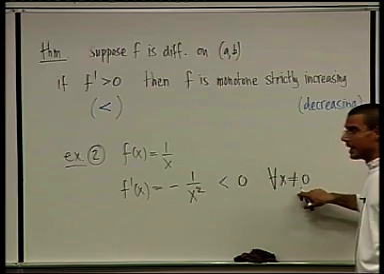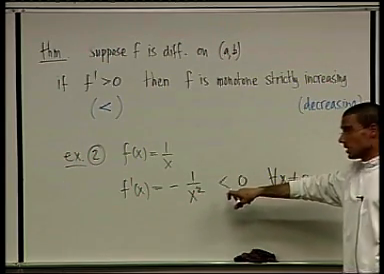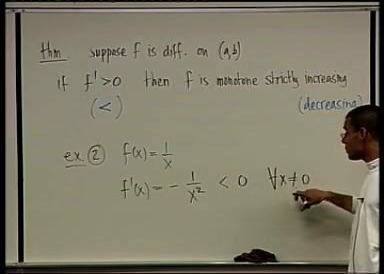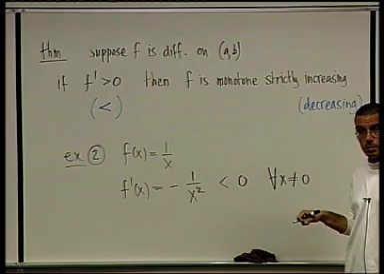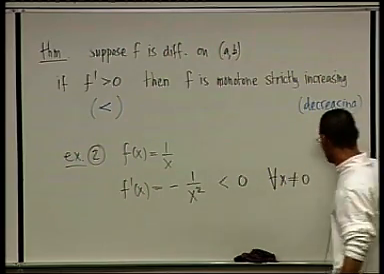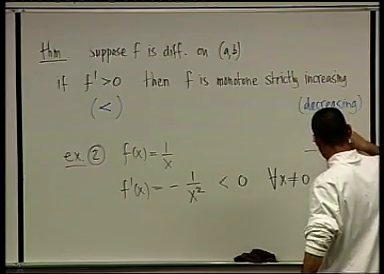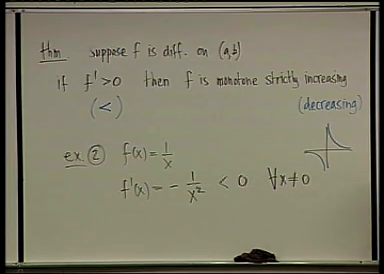Does this imply that the function is strictly decreasing in this case, because it's negative? Does this imply that the function is strictly decreasing for any x which is not 0? No. You know what the function looks like, right? And it's not strictly decreasing if you take 0 out. It looks like this. If you take a point here and a point here, the value here is greater than the value here.